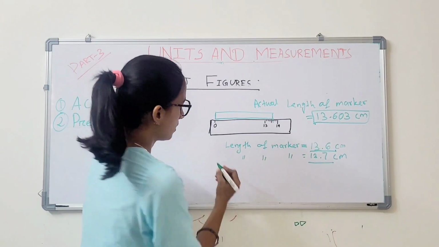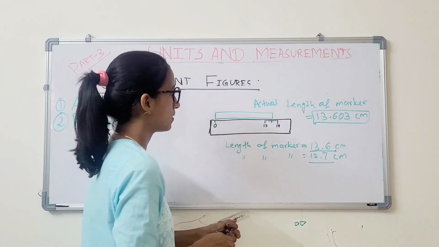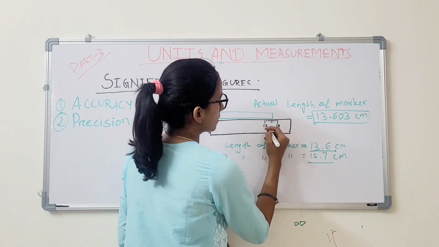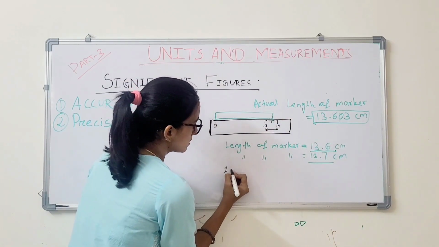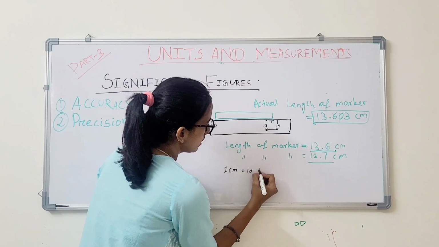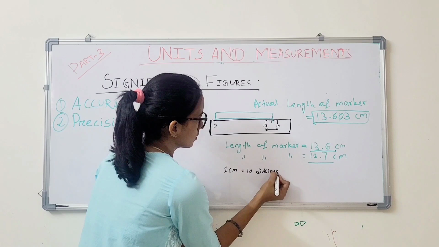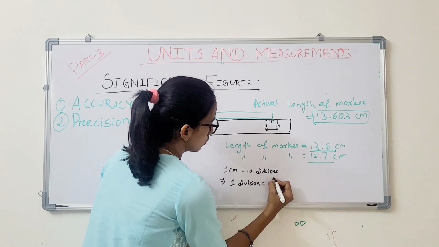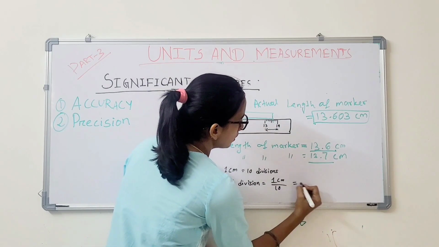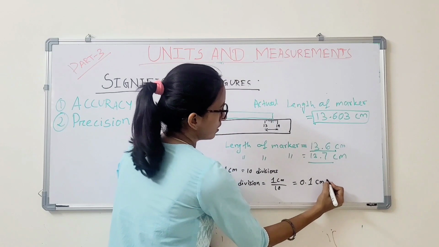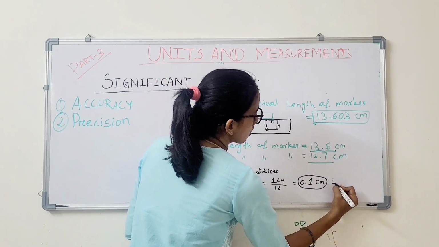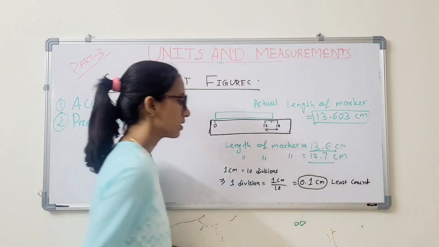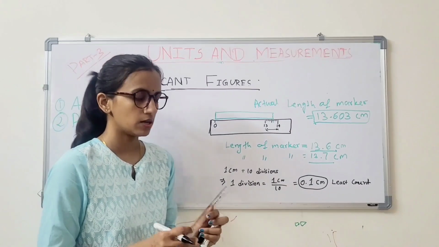Suppose in my scale, as you know in your geometric scale, this 1 centimeter is divided in how many parts? 10 divisions. So 1 centimeter is equal to 10 divisions. So I can write 1 division corresponds to 1 centimeter by 10, or 0.1 centimeter. So this is the least count of my scale. Okay. So this 0.1 centimeter is the least count of my scale.